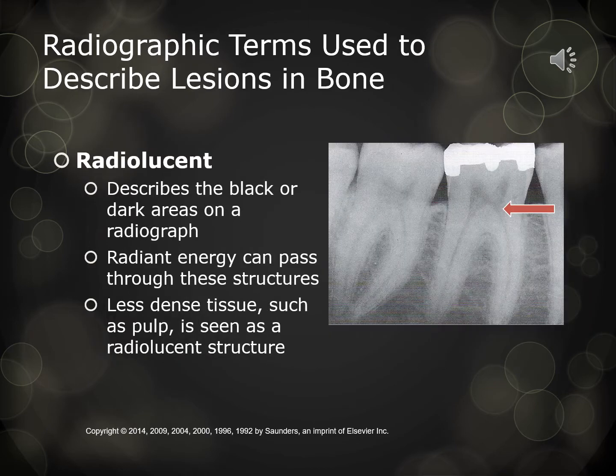Another radiographic term which you're familiar with from radiology is radiolucent. This is when the structures are less dense and it permits the X-ray beam to pass through it easier. Here, as the arrow points to it, is the structure of the pulp. Also, you can see cavities that show up more distinct in radiolucency.